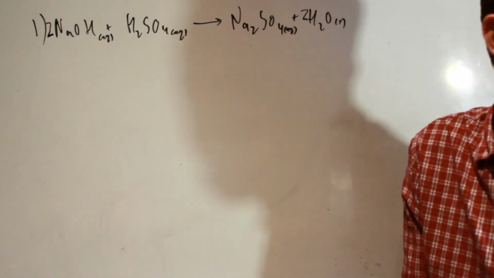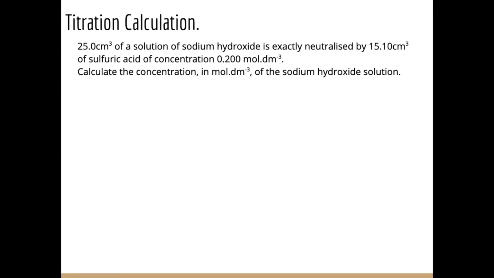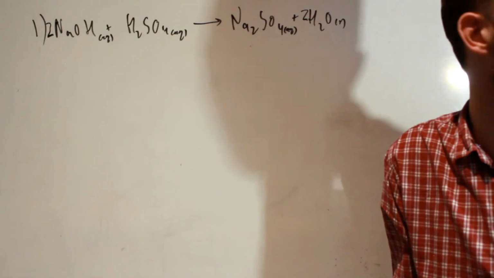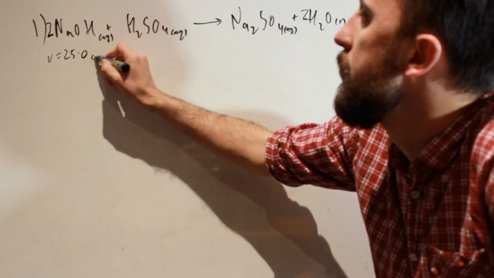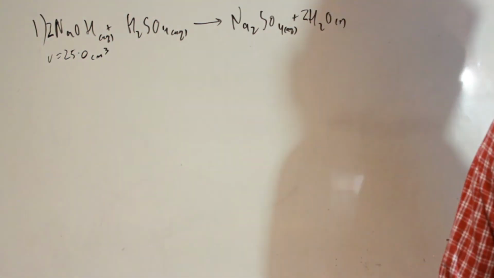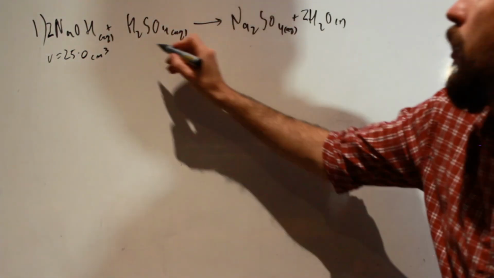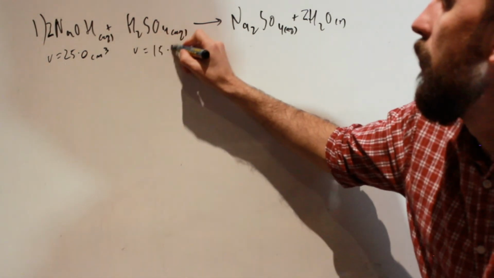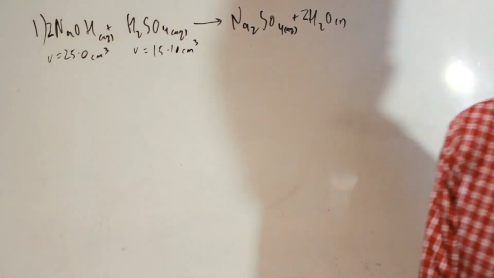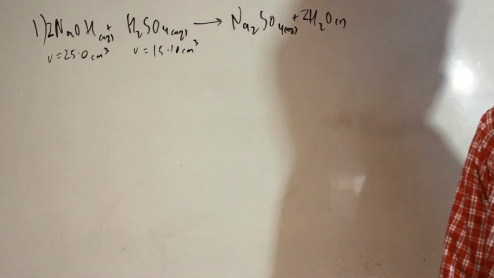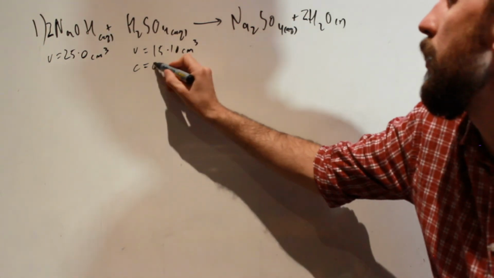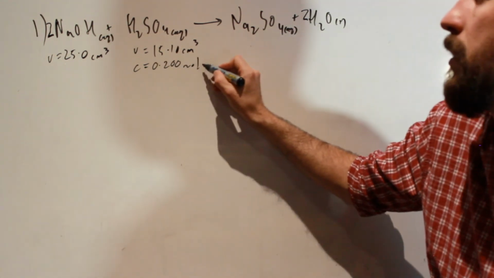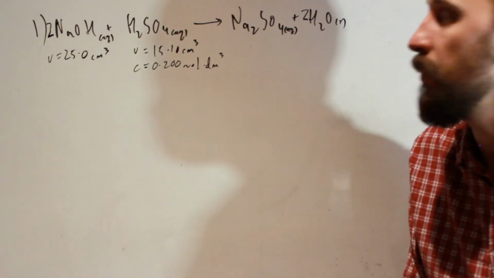Great. Then we collate the data. What data were we given? We were given a volume of 25.0 centimeters cubed of sodium hydroxide. Volume is equal to 25.0 centimeters cubed. We were given 15.10 centimeters cubed of the sulfuric acid. We were given a concentration of sulfuric acid of 0.200 moles per decimeter cubed.